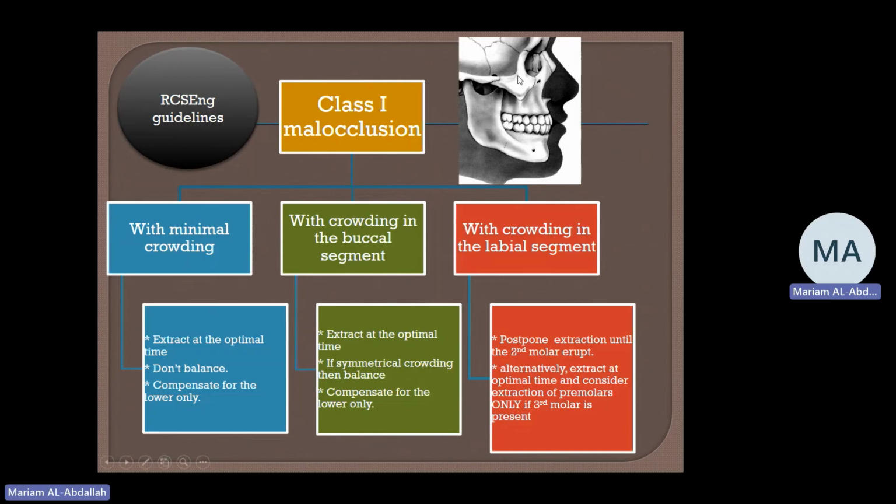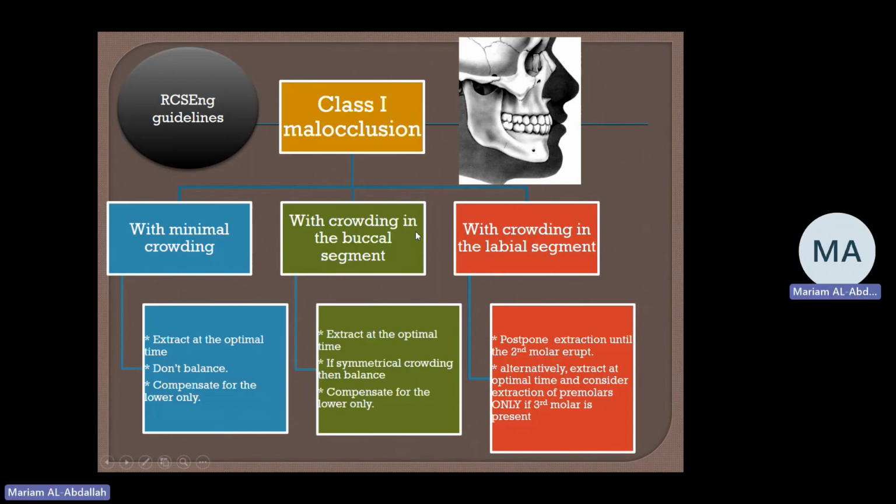If the patient presents with a class 1 malocclusion and there is minimal crowding, that means I don't need the space for orthodontic treatment, then I extract the 6 of poor prognosis at the optimal time. I do not balance, and I compensate only if the extraction was in the lower arch. And here I have to put 3 red lines because there are some recommendations in the new guidelines that tell you not to compensate unless there is a very specific justified reason, okay? And this is judged by the orthodontist, by the specialist.